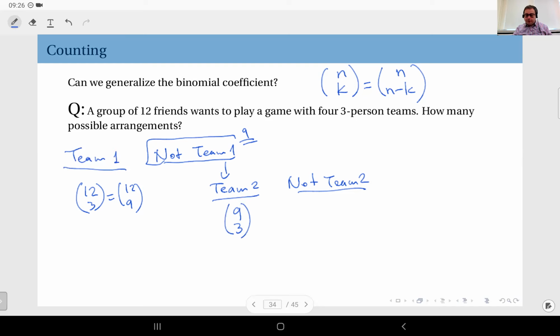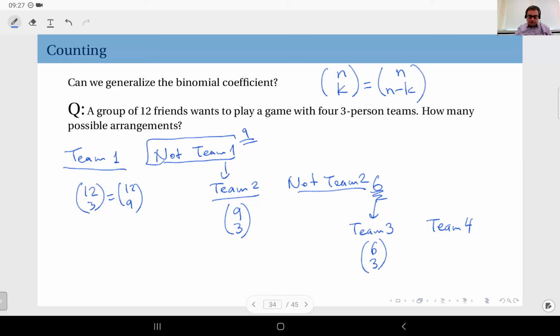And the remaining 6 people here, I want to distribute them into team number three, and not team three will automatically mean team number four. And I can do this in 6 choose 3 ways, because I have six people remaining, and among them I would like to select, without order and repetition, three people.